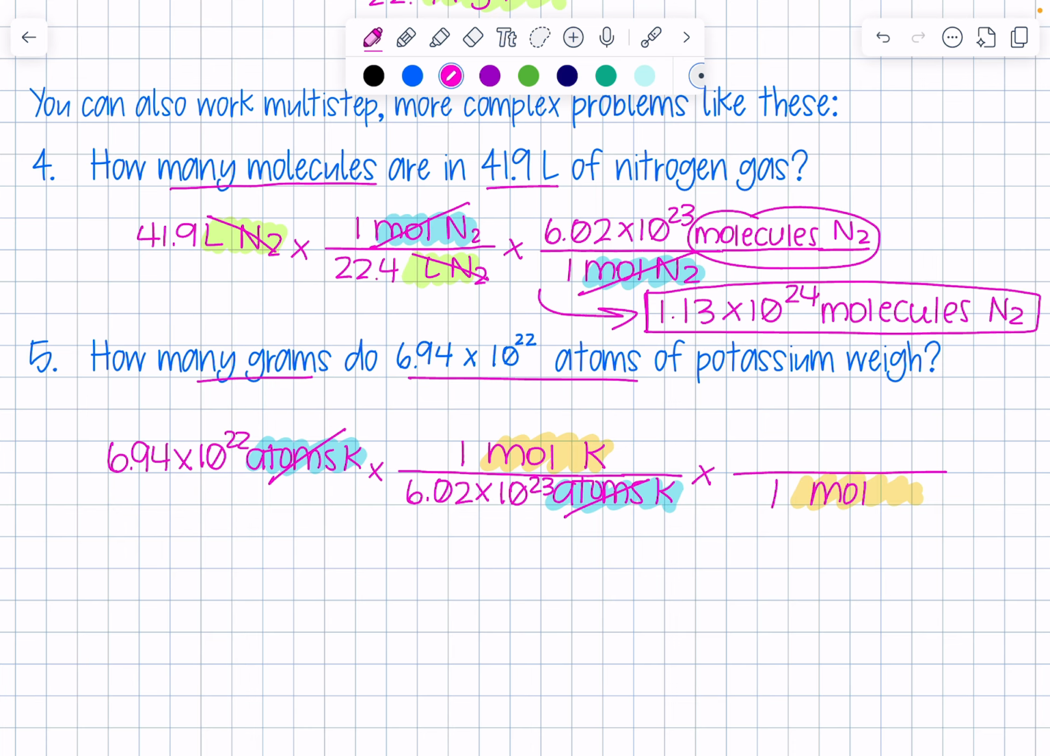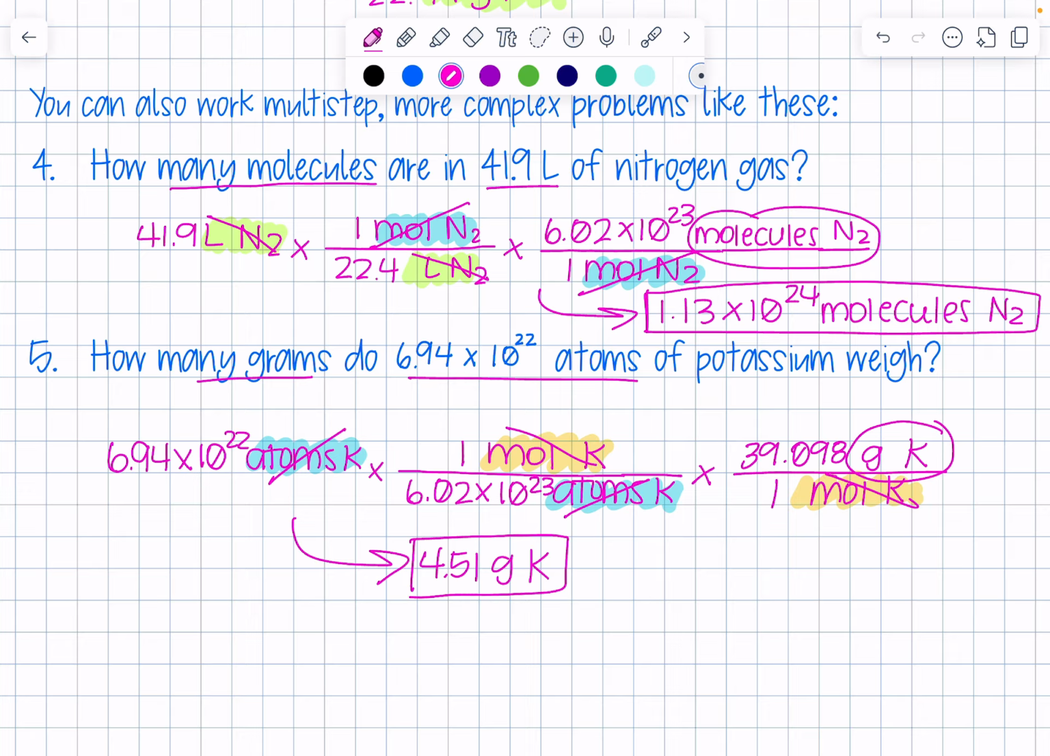So 1 mole of potassium equals its molar mass. Again, go back to that video I previously put in the cards to figure out how to do molar mass, but that's 39.098 grams of potassium. Now my moles will cancel, and I'm left with grams, which is what we wanted. So plug that in the calculator, and I get 4.51 grams of potassium.